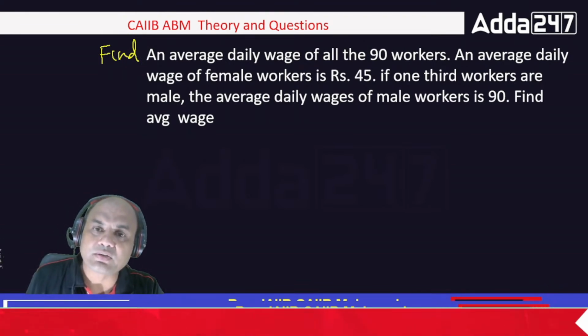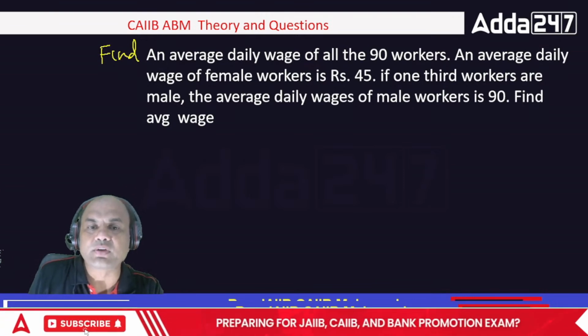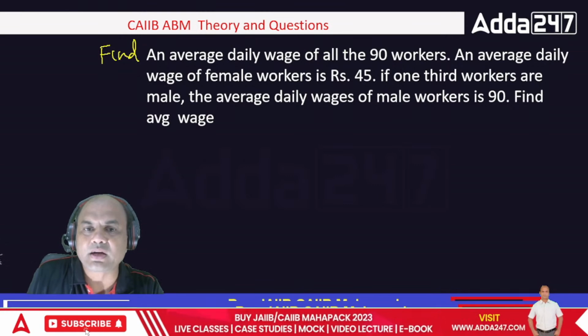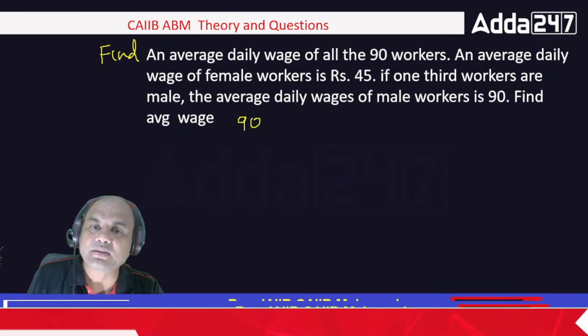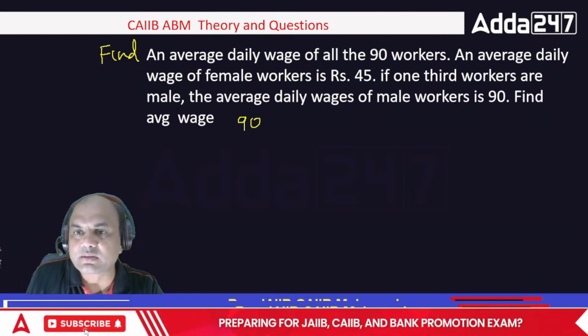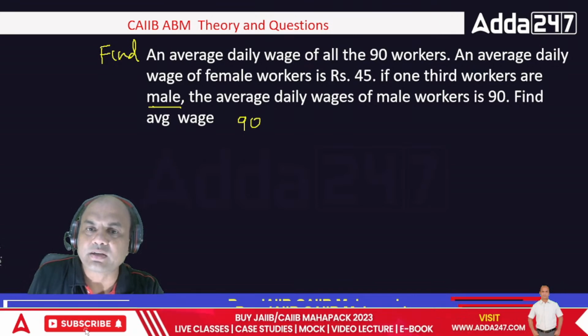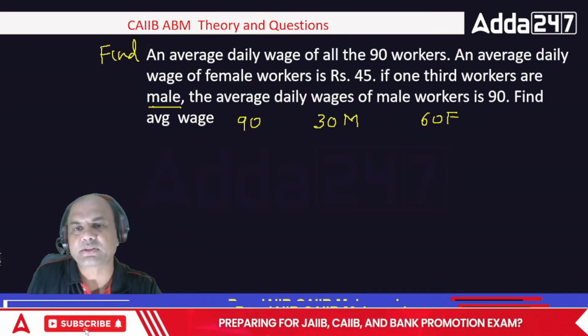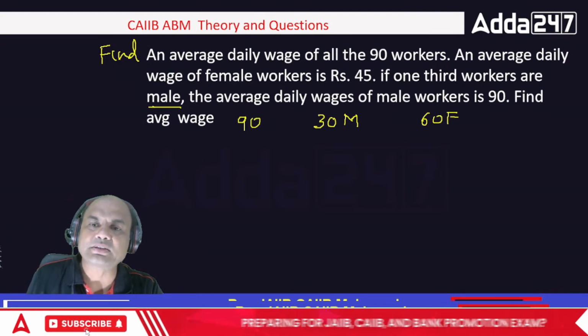So what is given now? First, let's simplify this problem. There are a total of 90 persons, out of which how many are males? 1/3 of the workers are male. So 1/3 of 90 is 30. So 30 males. And how many females then? 60 females. So 30 males, 60 females.